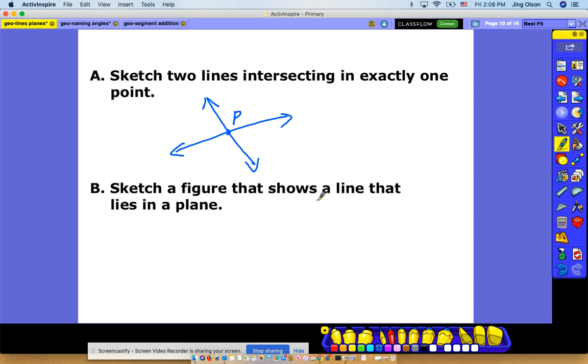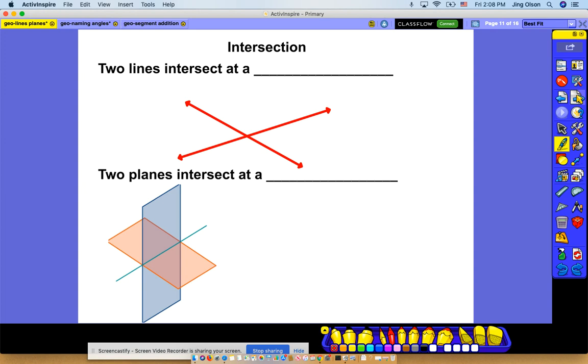Sketch a figure that shows a line that lies in the plane. So you have a plane, and you have a line that lies in the plane. Okay, so this is line S, for example. This is plane P. Line S is in plane P. This will be a picture.